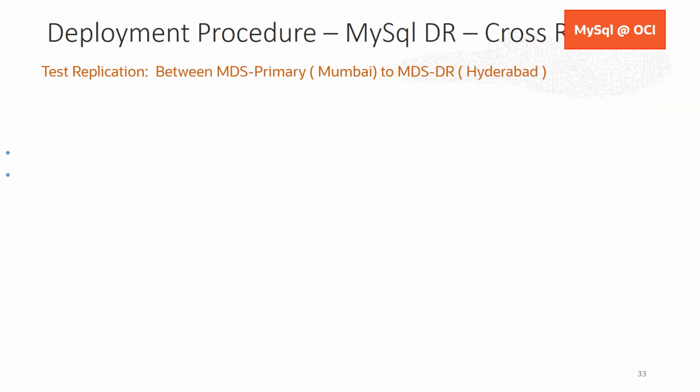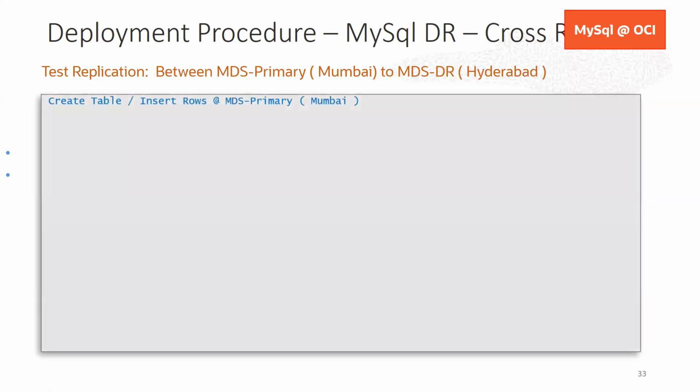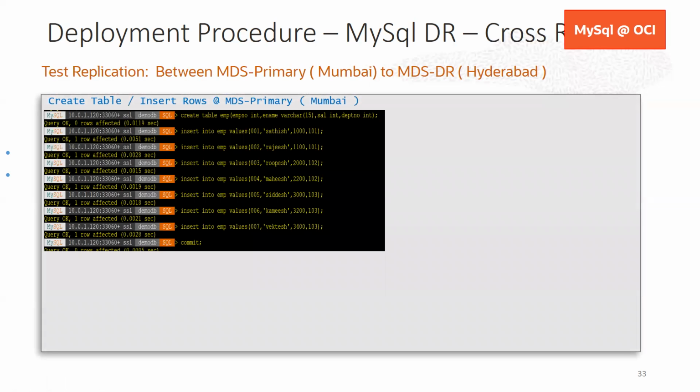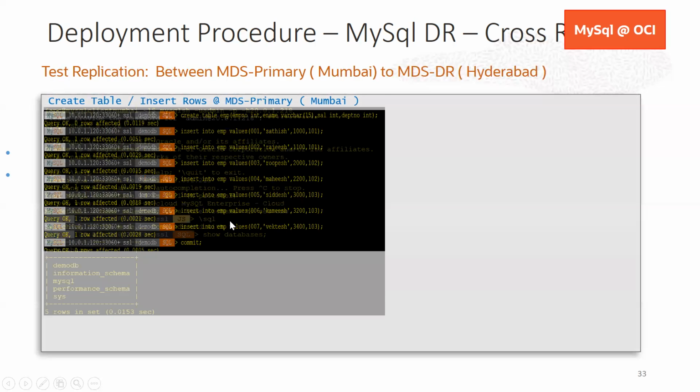Now let us do the test replication between the primary and the DR side. Let me create a table and insert a few rows on the primary side. I'm connected to the primary side, 10.0.1.130, that is the primary MDS. I created a table called hemp with a set of rows.